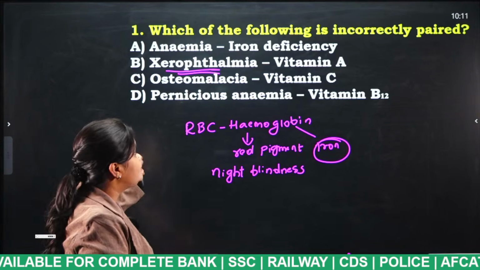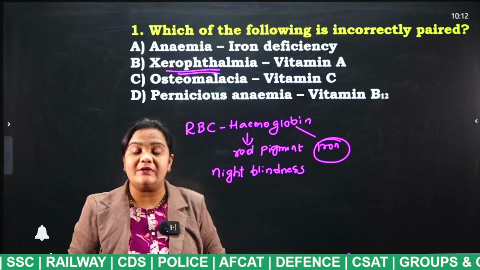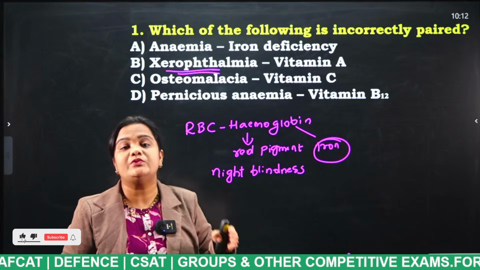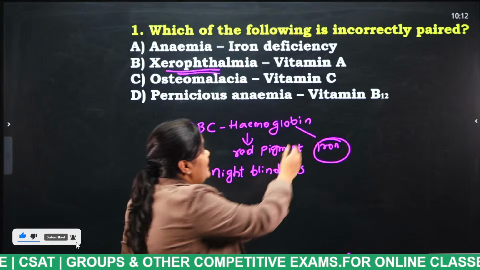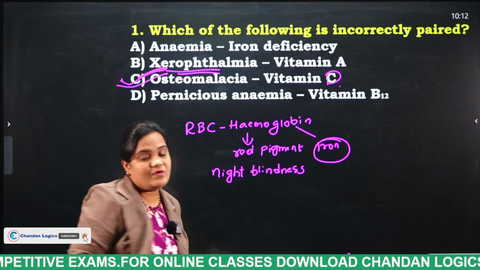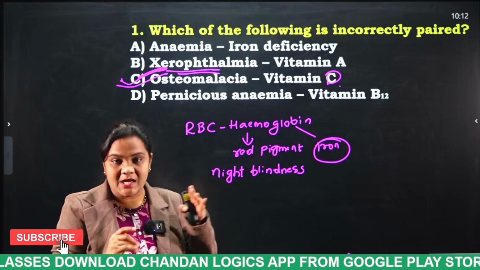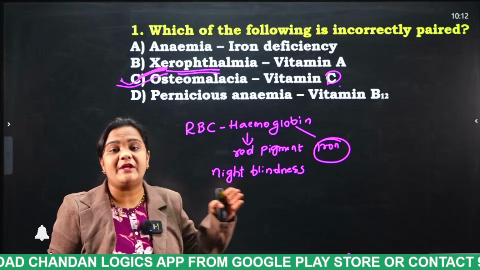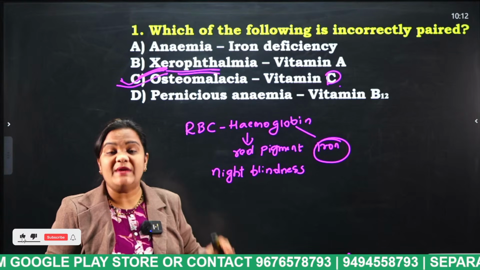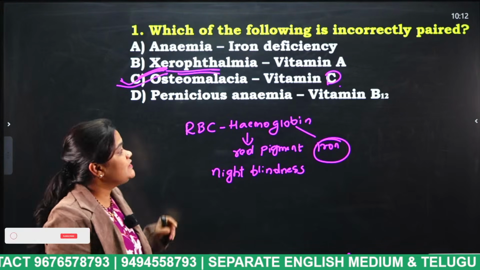And third pair is osteomalacia. Actually, this is the condition of softening of bones in adults. This type of condition will occur due to the deficiency of which vitamin, students? Vitamin D. But they have given vitamin C. So this is the incorrect pair and it is the answer for this question. This condition generally occurs in adults due to the deficiency of vitamin D, calciferol. So softening of bones takes place in adults. If it is in children, what is the name of that condition, students? Rickets.